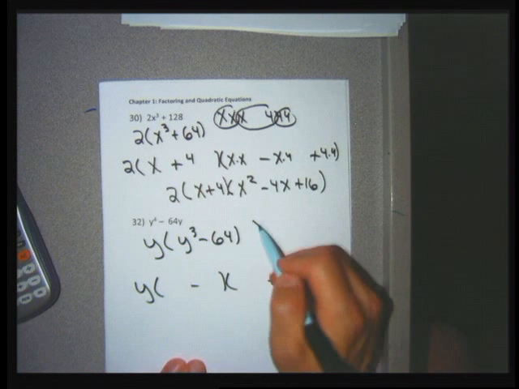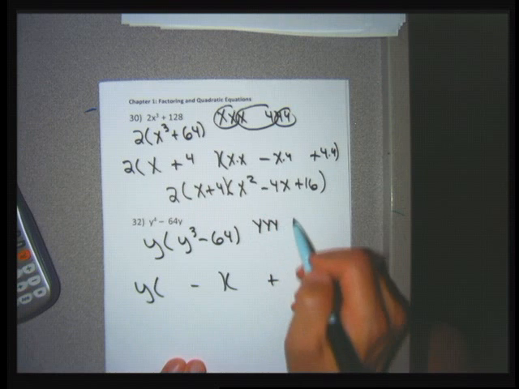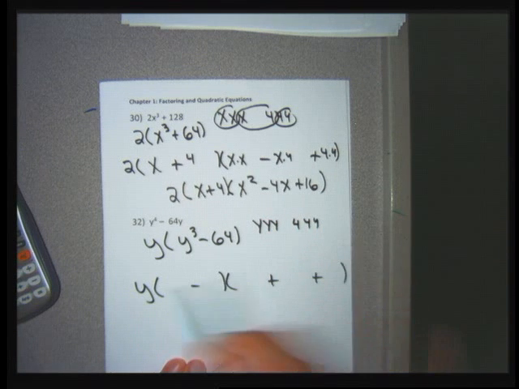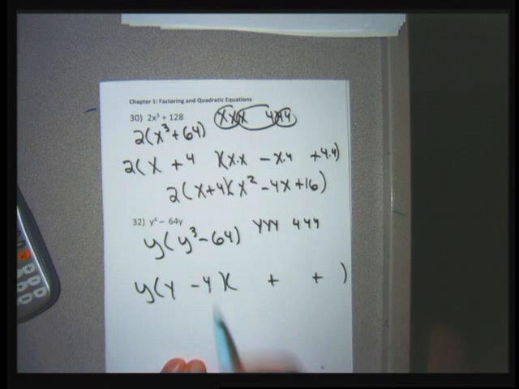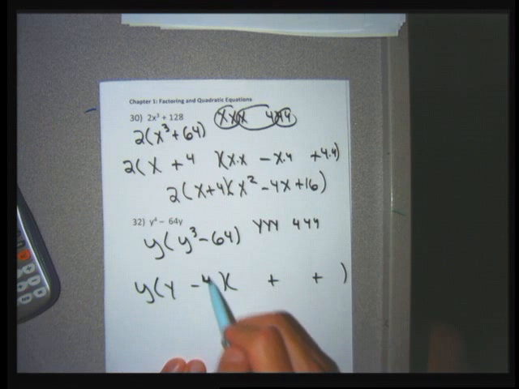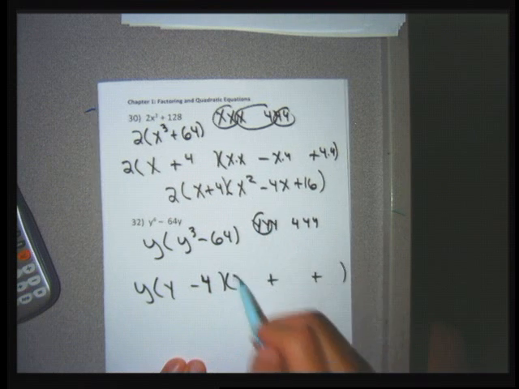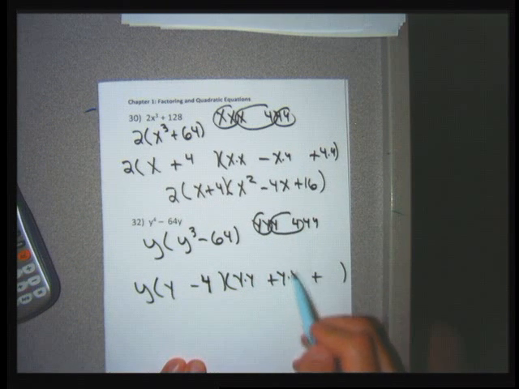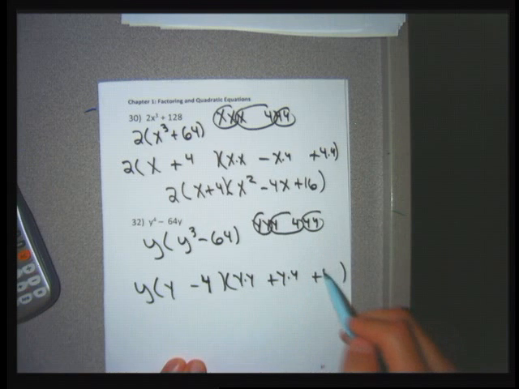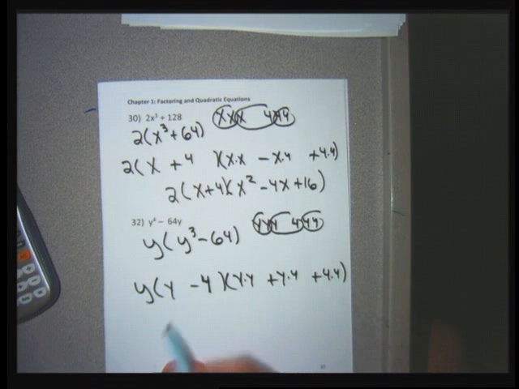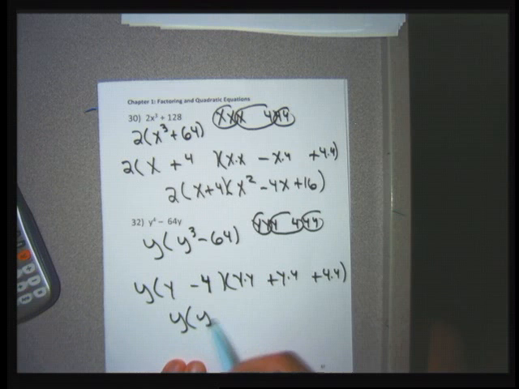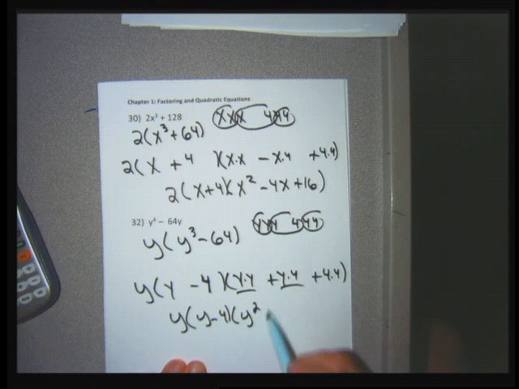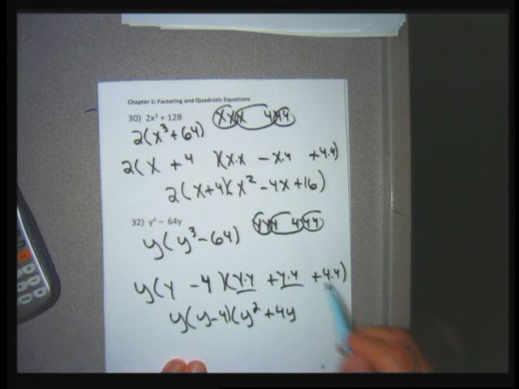Y cubed minus 64 is y, and 4, 4, 4. First parentheses, 1 of each, which is a y and a 4. Second parentheses, a y and a y, and a 4 and a 4 and a 4. So my answer is going to be y times y minus 4. Then y times y, I'm going to write y squared. Y times 4, I'm going to write 4y. And then 4 times 4, I'm going to write 16.